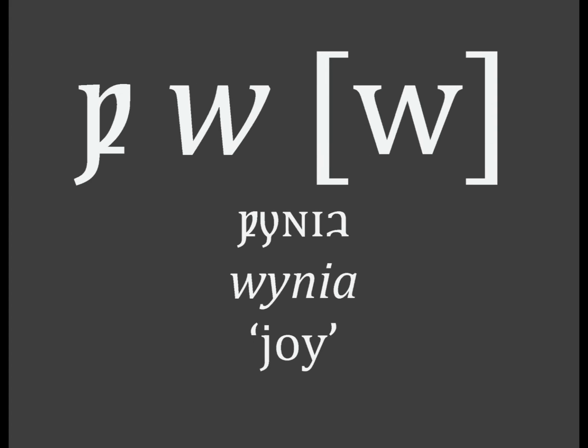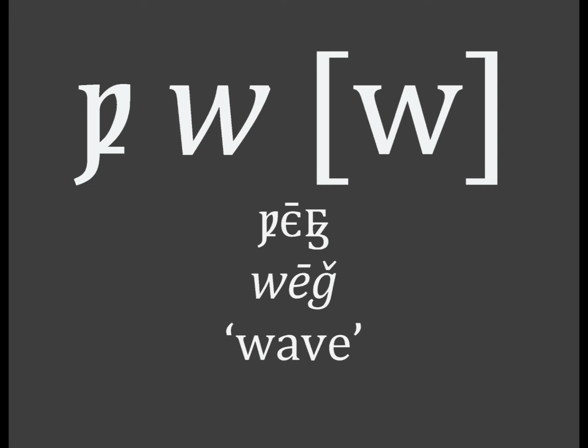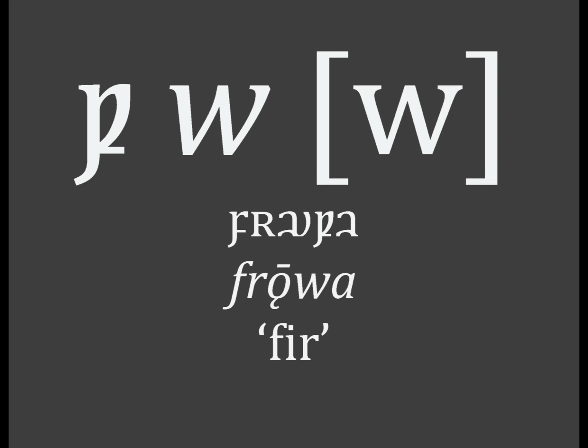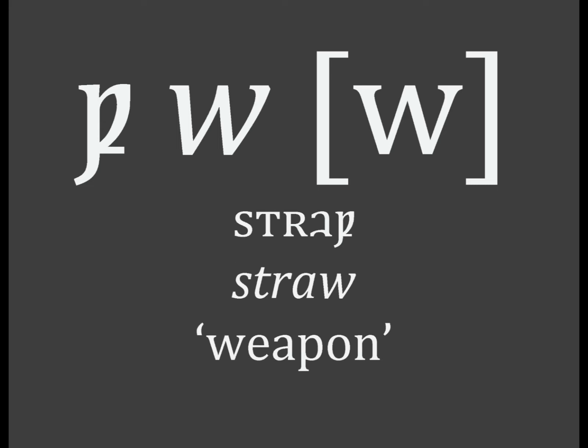Runia means joy. It represents a labiovelar approximant, like the W in wish. It is transliterated by the letter W. It only rarely occurs in the middle or at the end of a word. Waij, wave. Froa, pine or fir tree. Strau is a weapon.